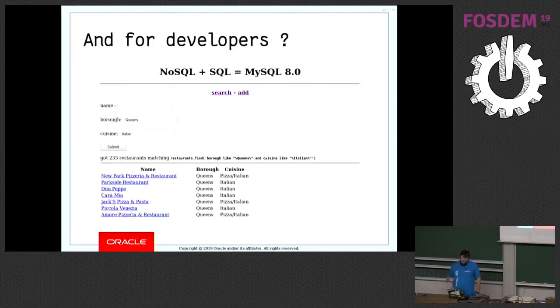So what does it mean for developers? So for developers, NoSQL plus SQL is MySQL 8, and this is what you can have. I tried to jump again in PHP that I did a long time ago, so this was my best design I was able to do, right? The code is on GitHub, if you want to see how it works, right?